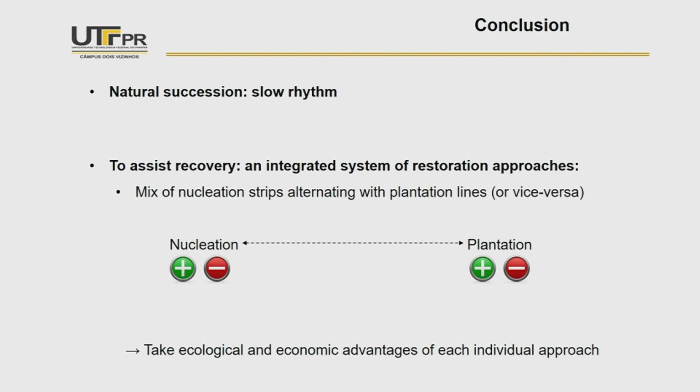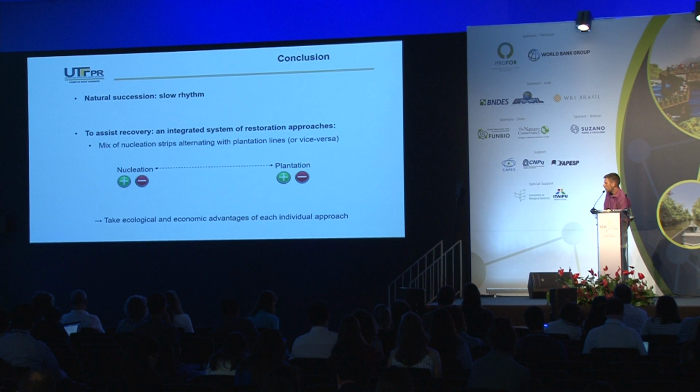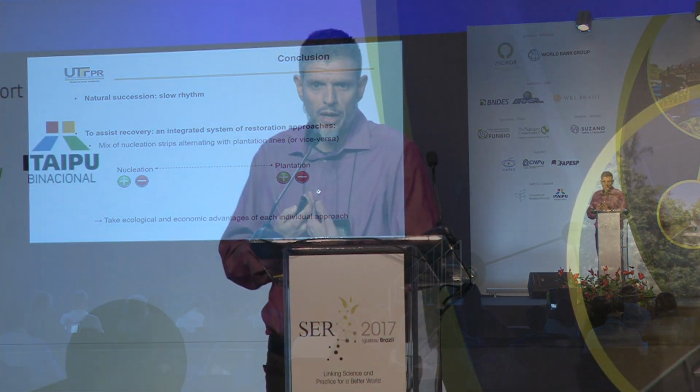So the plantation system will attract some kinds of birds, some ecological groups of birds and other animals, and the nucleation system will attract other functional groups. So why not put it all together? And depending on the degradation of your area, you can do a more labor-intensive or a less intensive nucleation, or a more labor-intensive plantation or not. So that's my conclusion. Why not put these different technologies together to attract more biodiversity.